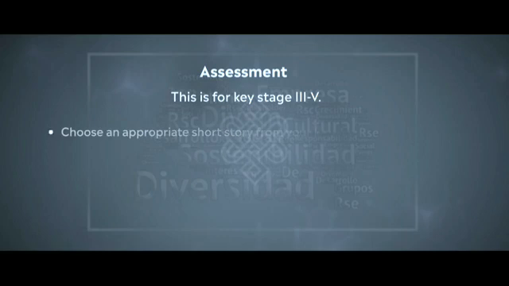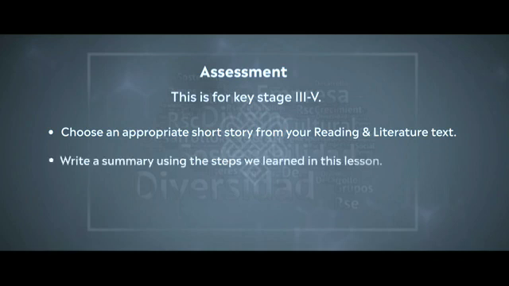Now coming to the last part of my lesson, that is the assessment for you. Since this lesson is for key stage 3 to 5, I'll give you a choice. Choose any appropriate short story from your reading and literature text and write a summary using the steps that you just learned in this lesson. Can you do that? Just choose one text. If you would like to go with an essay, you may do so.